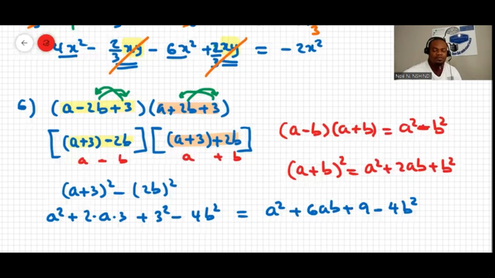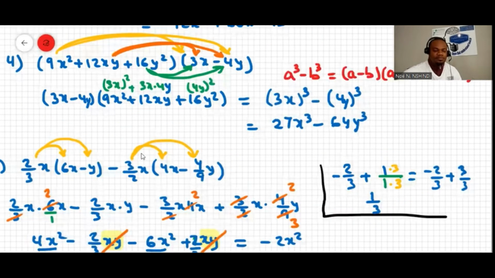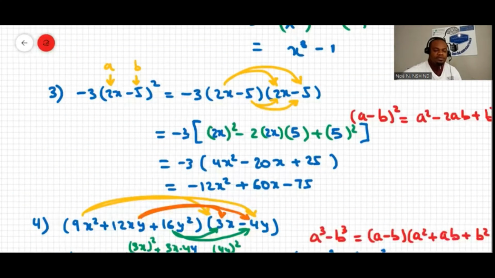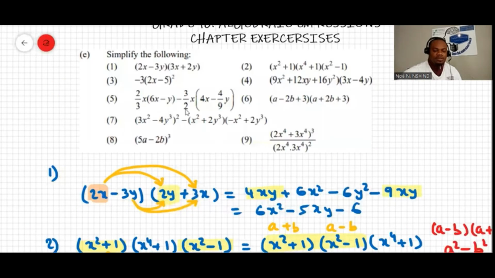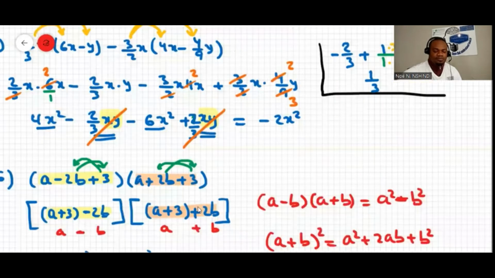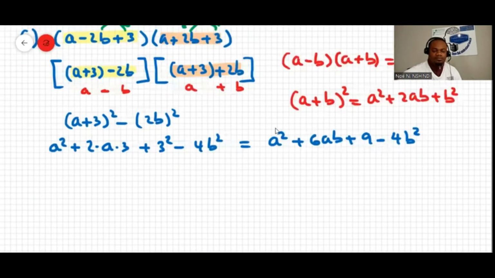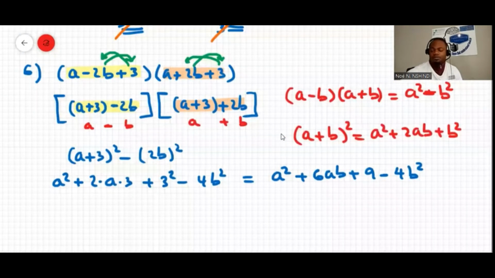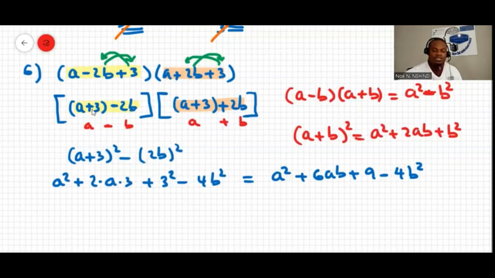Now question 7 will be, let's do it. Do you want me to recap? What I did here, I just moved 3 closer so I can form a difference of two squares, and then from here calculations become easier.